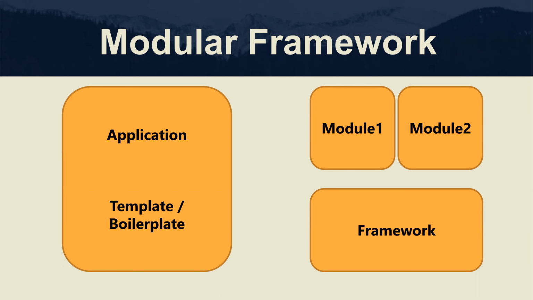On the left-hand side, you will see a typical model for accelerating web development using what is referred to as either a template or a boilerplate application. In that model, you build your application on top of the template or boilerplate, and it does allow you to move ahead very quickly with your application. However, what tends to happen is your application code becomes co-mingled with the template or boilerplate code, and it makes it very difficult for you to upgrade or move forward.